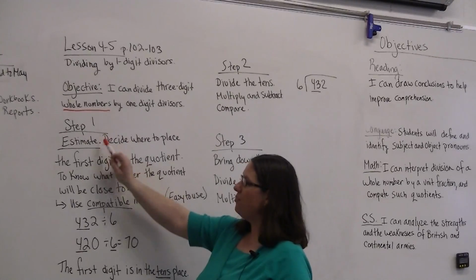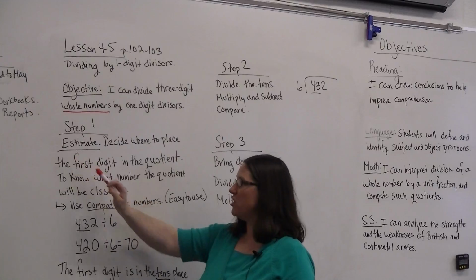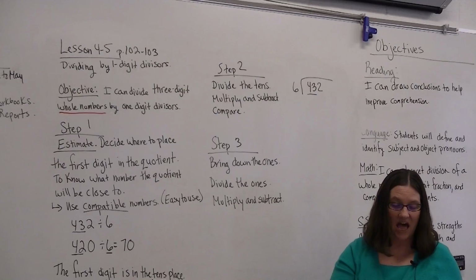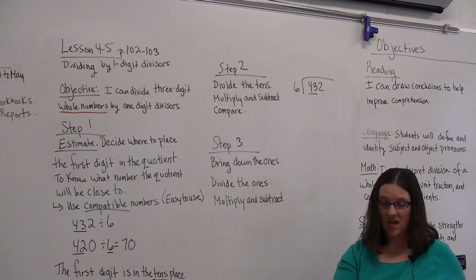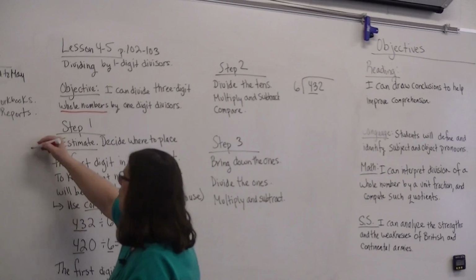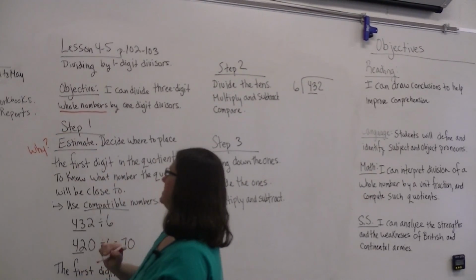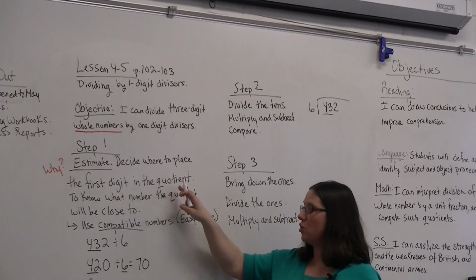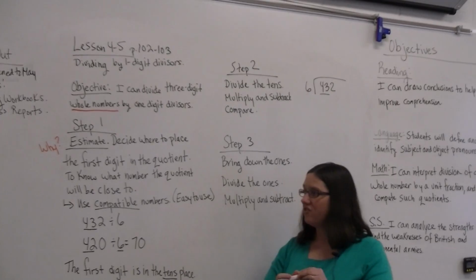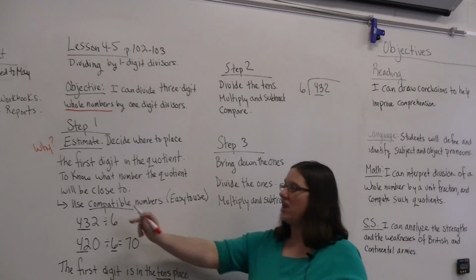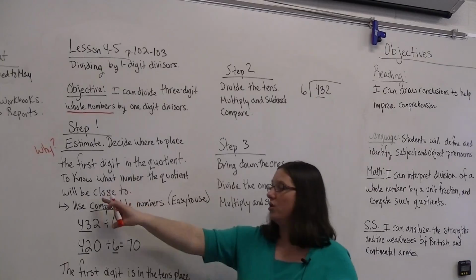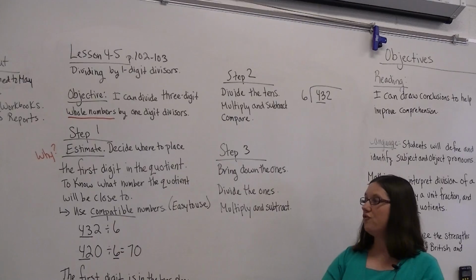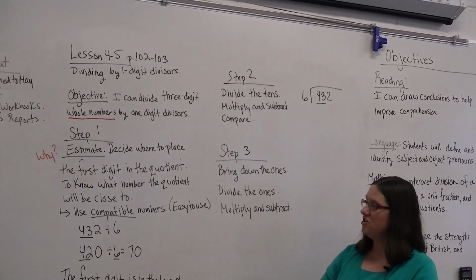In your notes, put step 1. They want us to estimate first. They put here in your textbook too, they have to decide where to place the first digit in the quotient. So our first part here is stating why. Why do we want to estimate? Our first reason is to decide where to place the first digit in the quotient. Keep in mind, quotient is the answer to your division problem. The other reason is to know what number the quotient will be close to. So that's our estimate, just like we've been doing. You want to have somewhere to check your answer for reasonableness at the end. So put that in your notes too.